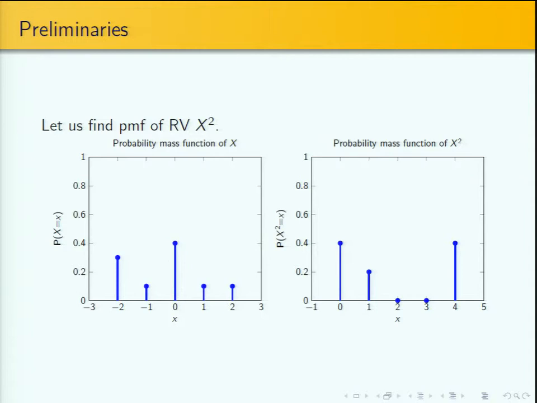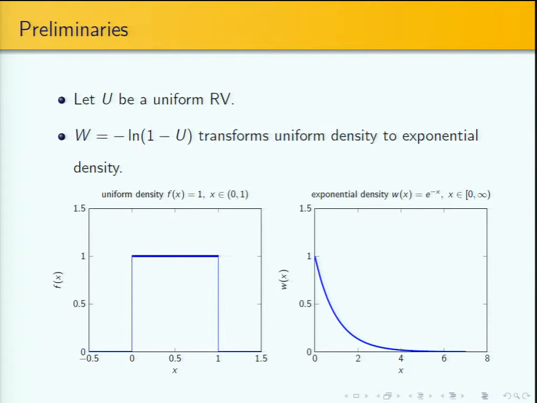Let's take a continuous case. You took a uniform random variable initially. We'll take this function W. First thing, W is a random variable. What is the range of the values of W? Can one of you tell?